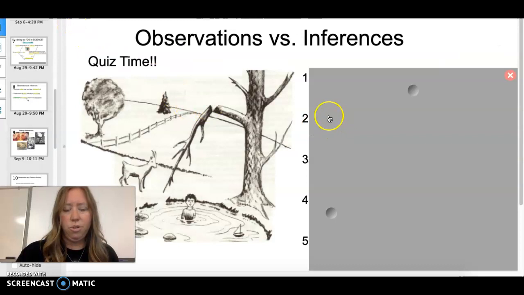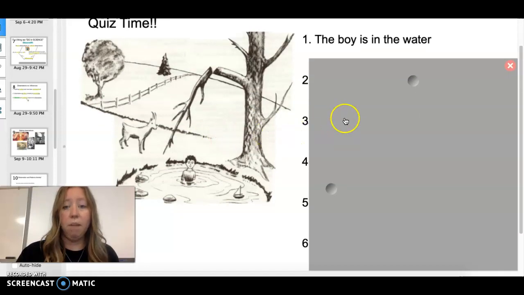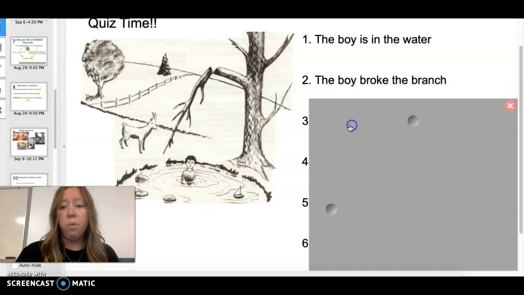Next, I want you to decide if the statement that I am going to show you is an observation statement or an inference statement. So the boy is in the water. That is an observation. We can see that the boy is in this water, and we see the ripples show the water. The boy broke the branch. That's an inference. We did not see it happen, but we can make a guess that because the boy is under the tree and he's in the water, maybe he was sitting on the branch and it broke, and that's why he fell in the water.